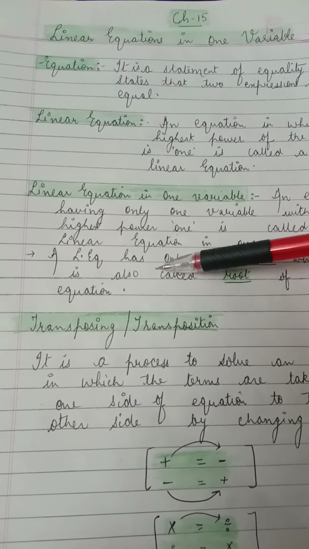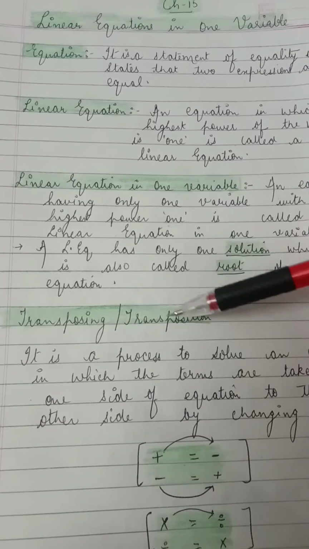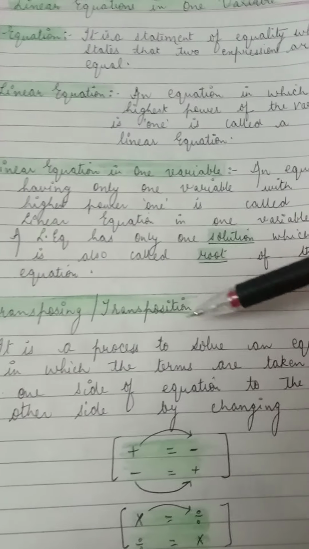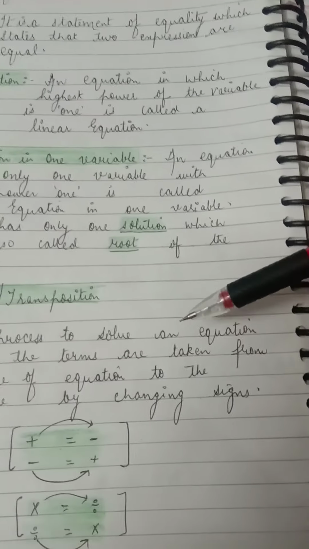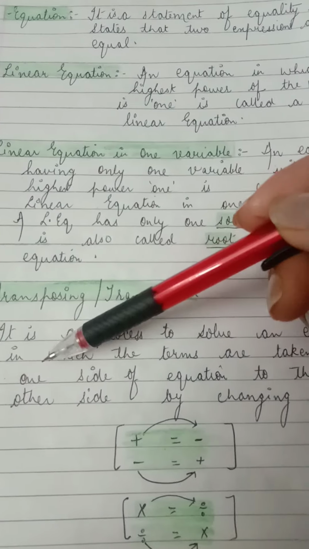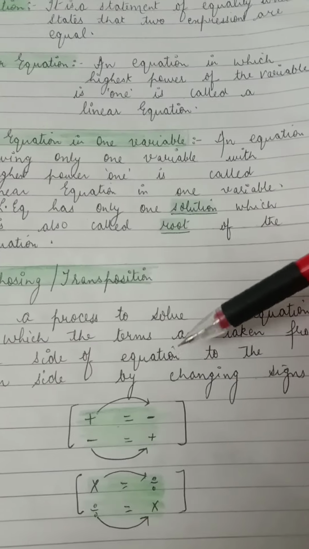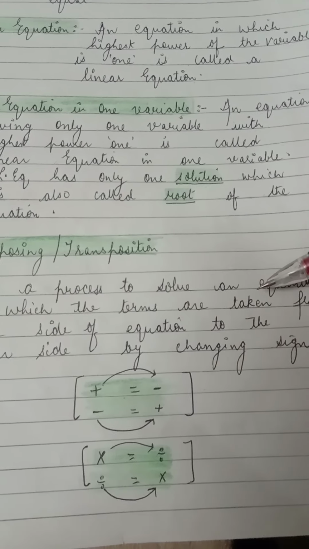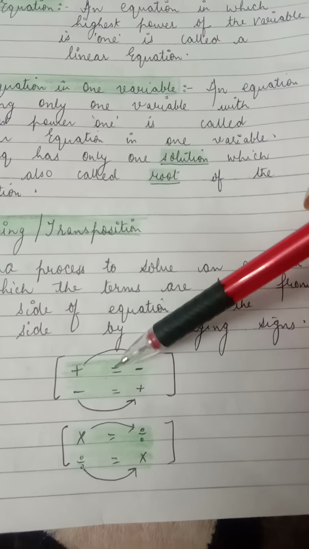Now, for solving an equation, we need to transpose the terms. So, what is transposition? It is a process to solve an equation in which the terms are taken from one side of the equation to the other side of the equation. And when we shift the terms from one side to the other, we have to change the signs. So say this is an equation.